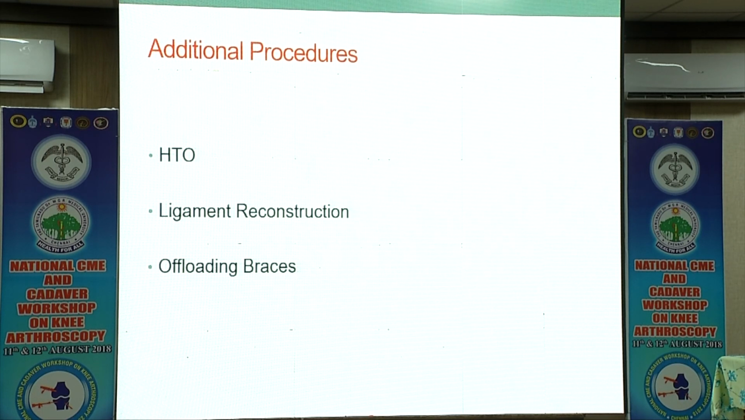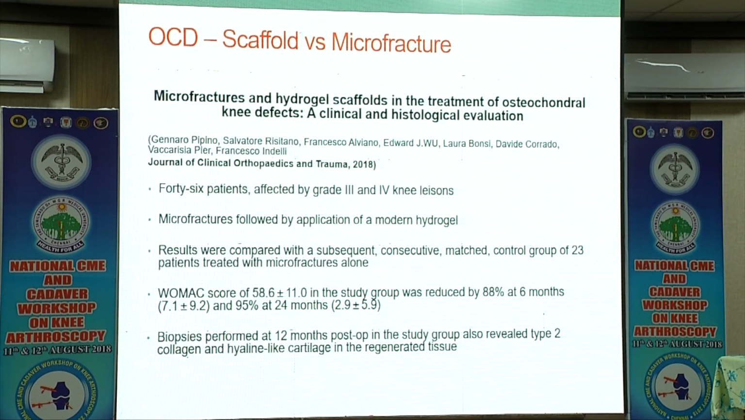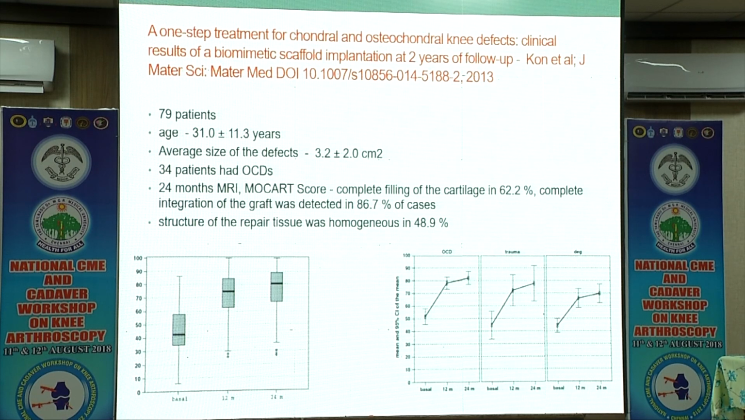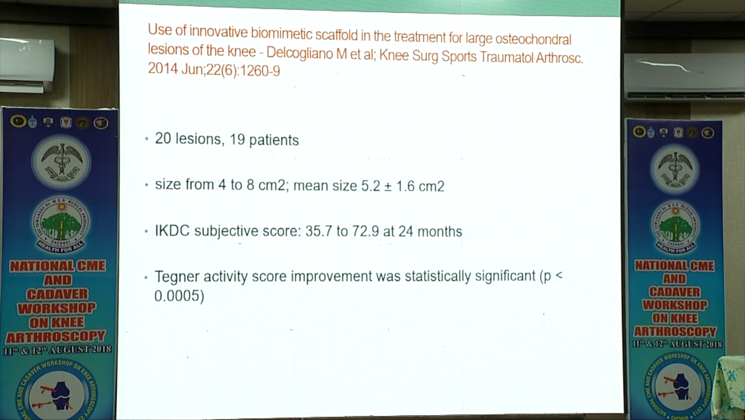So you have to do a high tibial osteotomy to correct the varus malalignment. You have to reconstruct the ligaments like ACL and PCL, and sometimes you may have to use offloading braces to protect the growing cartilage. So, to go through a few papers which show the outcome, scaffold versus microfracture: the scaffolds outperform microfracture in the midterm follow-up, and various papers are supporting this outcome.